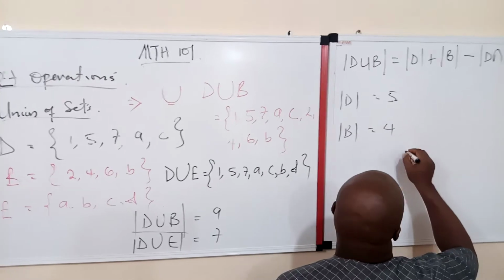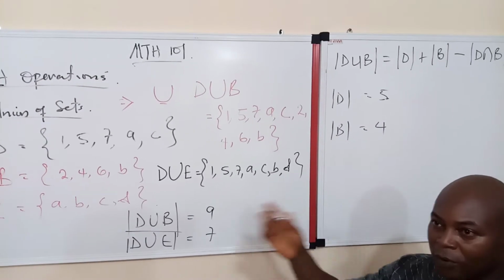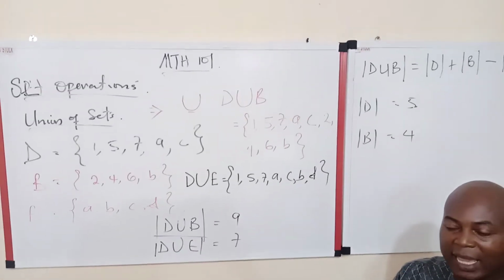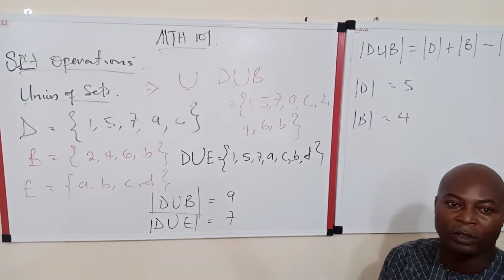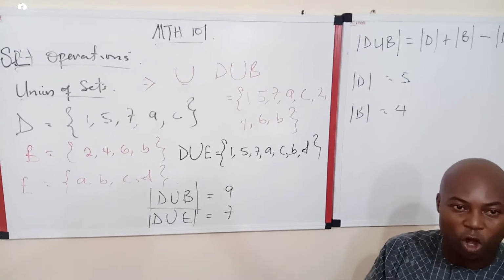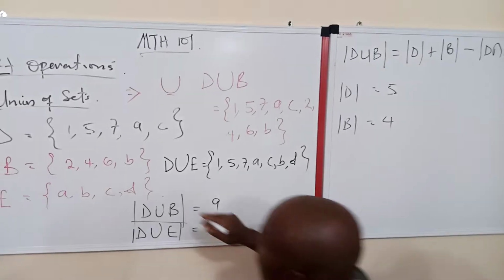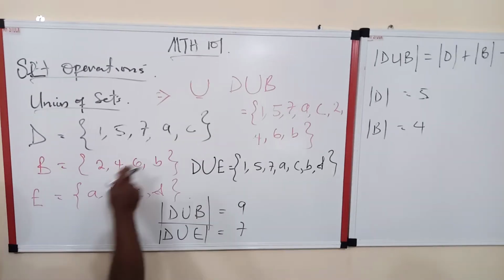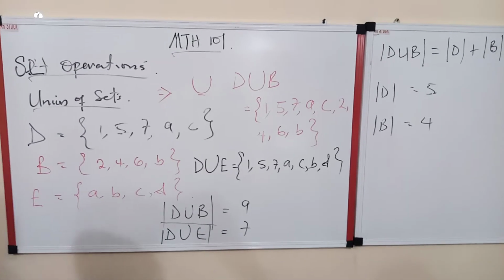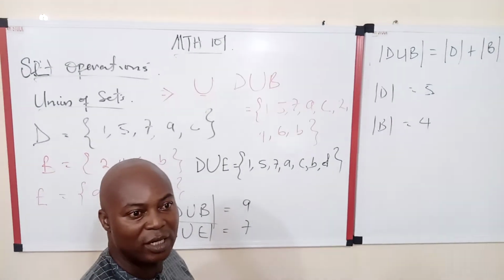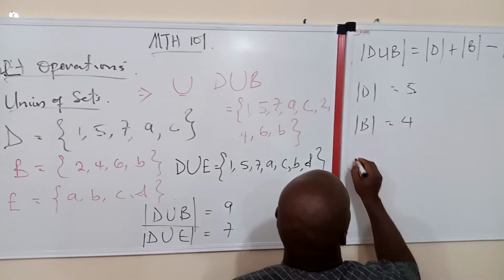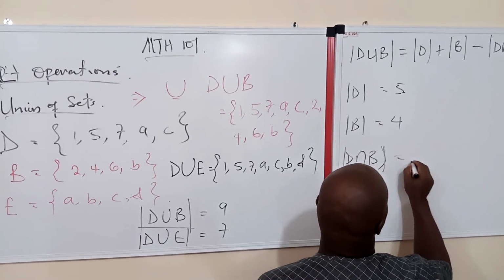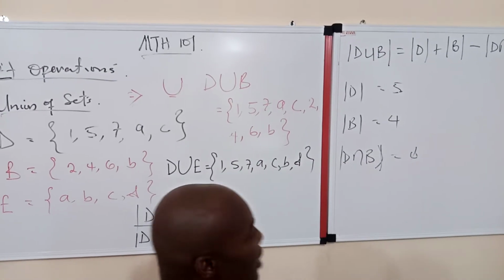Now, their intersection, as we have talked about before, is an element that is common between the two sets. Between D and B, is there any element that is common? You can see that they are all distinct elements. In a way, we can say they are disjoint sets. They don't have anything in common. So you can say their intersection, D intersection B, is 0. It's a null set. We don't have anything in it.